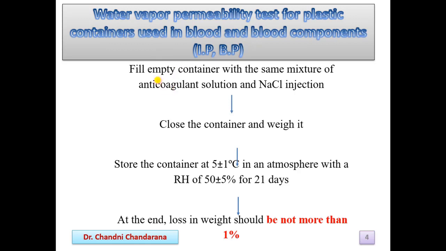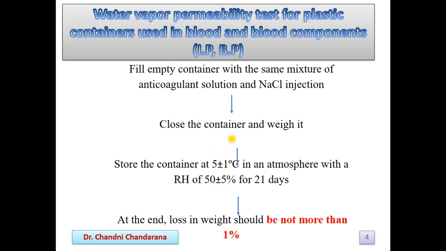To perform this test, we have to fill an empty container with the same mixture of anticoagulant solution and NaCl injection. After that we have to close the container and weigh it. Then store the container at 5 plus or minus 1 degree centigrade in an atmosphere with a relative humidity of 50 plus or minus 5% for 21 days. At the end, loss in weight should be not more than 1%.